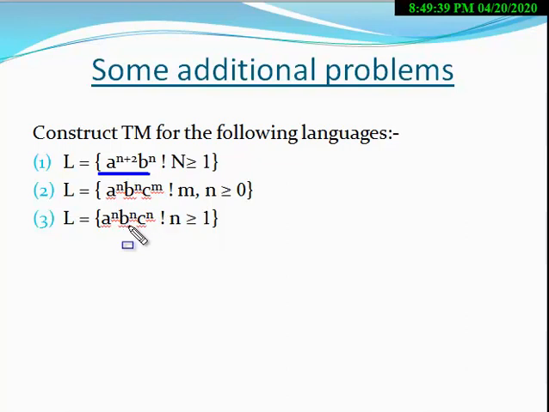In the third question, here A power n, B power n, C power n. One question previously I have solved, that was 0 power n, 1 power n and 2 power n. This question is the same as that. Here A power n, B power n, C power n. This question is already solved, but at that place it was 0 power n, 1 power n, 2 power n, right? So you have to solve it again by using A, B and C.